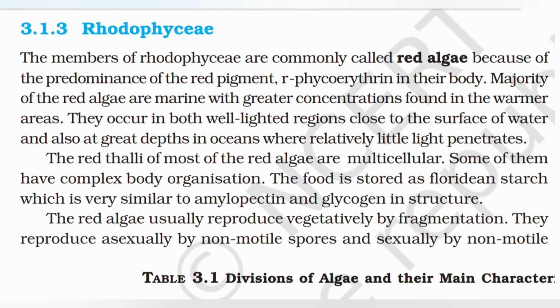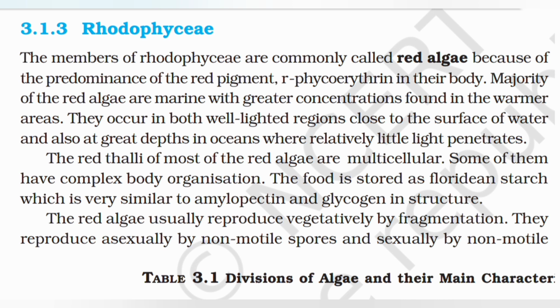3.1.3 Rhodophyceae. The members of Rhodophyceae are commonly called red algae because of the predominance of the red pigment phycoerythrin in their body. The majority of the red algae are marine, with greater concentration found in warmer areas. They occur in both well-lighted regions close to the surface of water and also at great depth in the ocean where relatively little light penetrates.